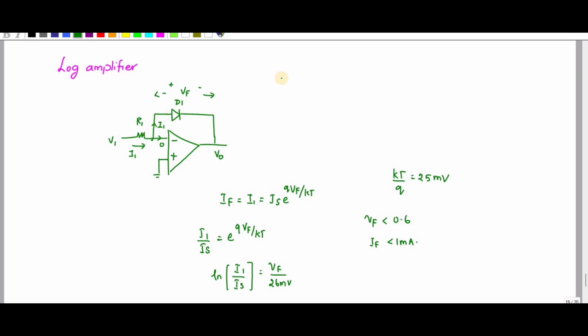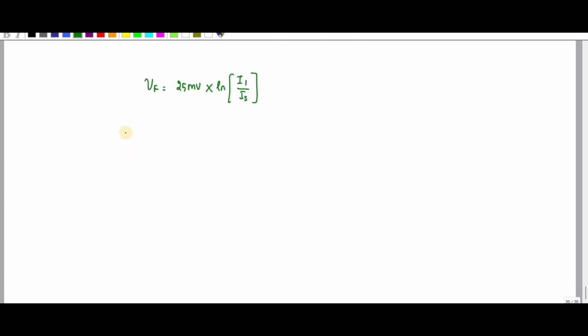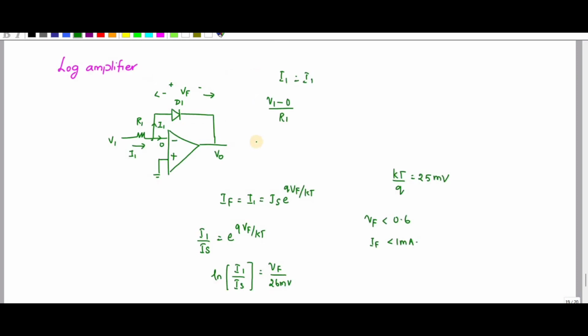So this IF is equal to I1. So I can write I as V by R, right? V1 minus 0 divided by R1. So I can write I1 as V1 by R1. So VF is equal to 25 millivolt ln of V1 by IS R1.